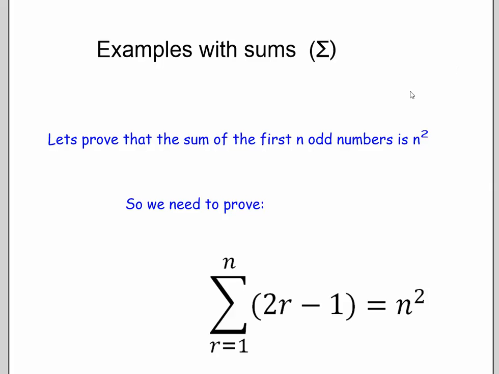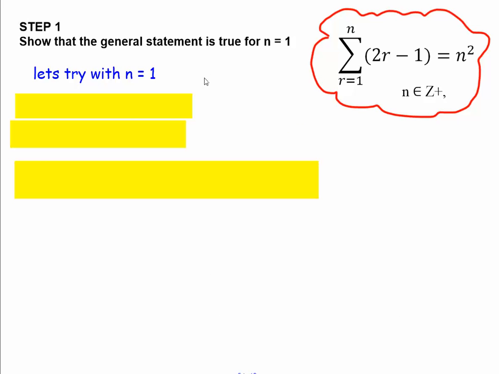So let's look at an example, and we'll look at an example with sigma. So we're going to prove that the sum of the first n odd numbers is equal to n squared. So this is what we need to prove down here. So sigma 2r minus 1 from 1 to n is equal to n squared. So let's look at our 4 steps in turn. So step 1, show that the general statement's true for n is 1. So this is our general statement, and we're showing that it's true for n is a member of all the positive integers.